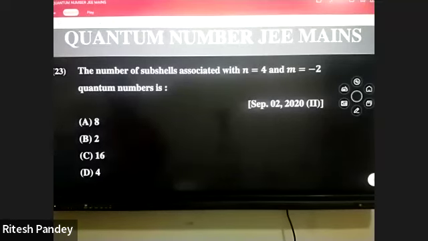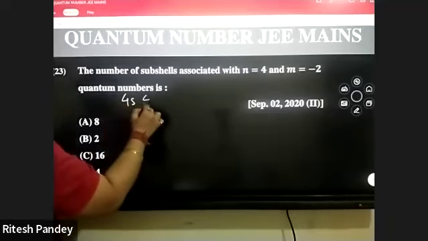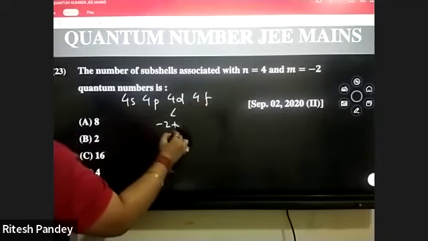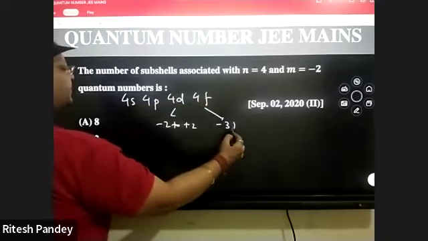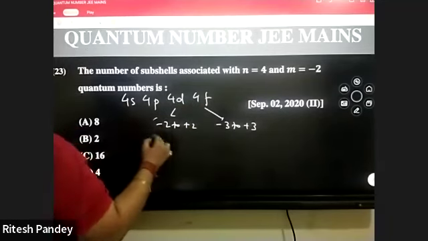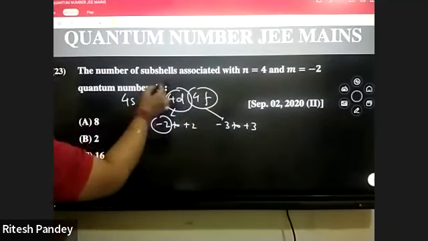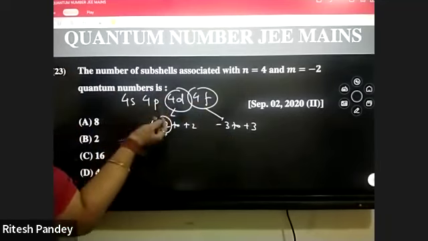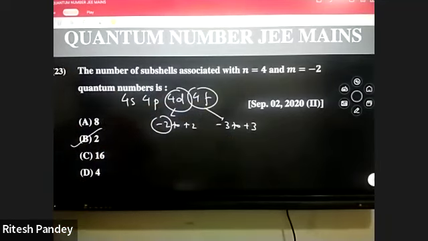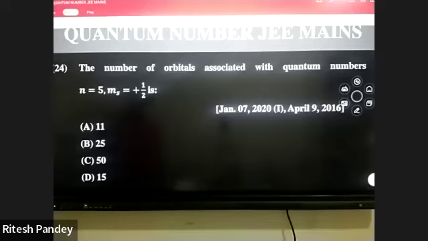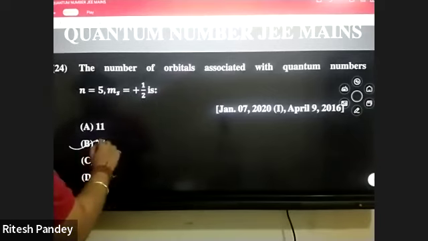4D, 4F. Certainly. 4S, 4P, 4D, 4F. And in 4D, it will be -2 to +2, and in 4F, you will have -3 to +3. So one here, and in -3 to +3, you'll have another one here. The 4D and 4F will be the subshells with at least one orbital with quantum number -2. Option B looks good. 24. Option B, 25. 25, absolutely all right.